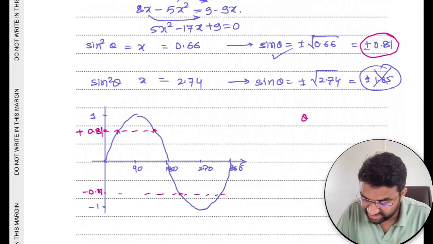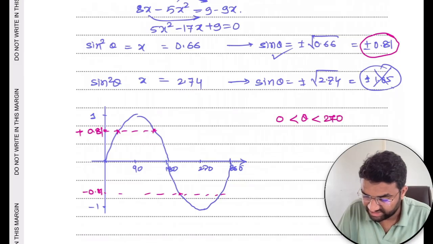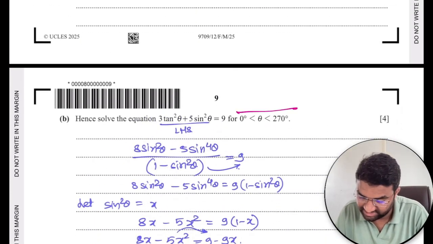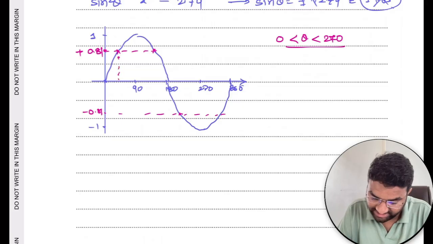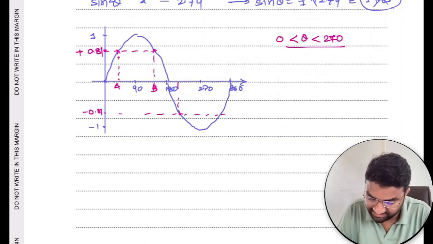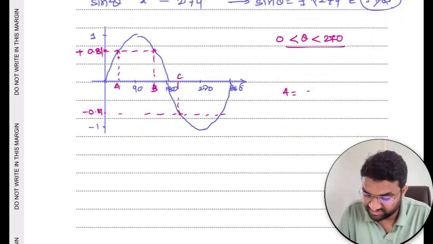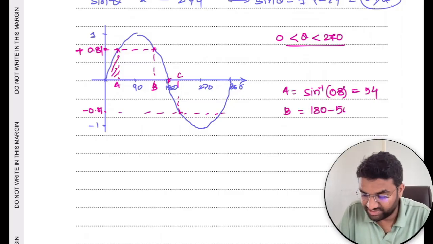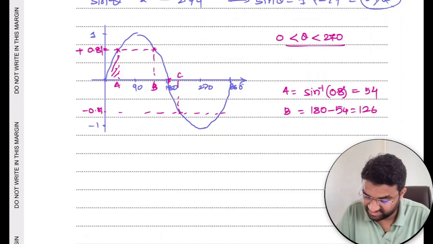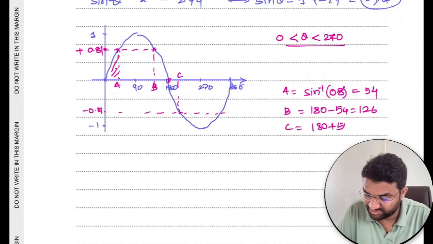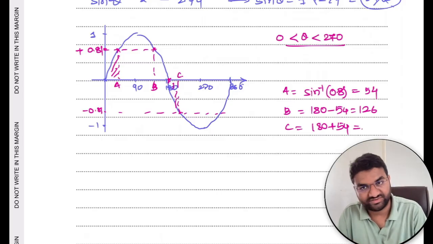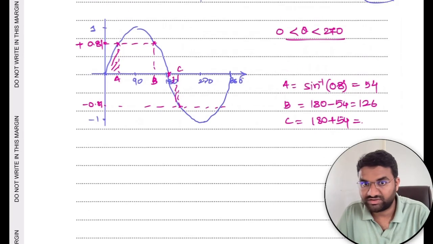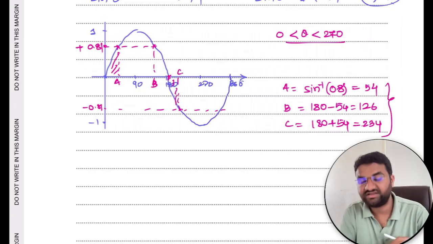We have to find theta between 0 and 270, as given in the question itself. How many points are we getting? A, B, and this one is C. For point A, sine inverse of 0.81 gives 54. Then point B: this area is the same, so for B you take 180 minus 54, which is 126. And point C is 180 plus 54, which is 234. These are symmetric graphs, so that's why we take it like this. These are the three answers.